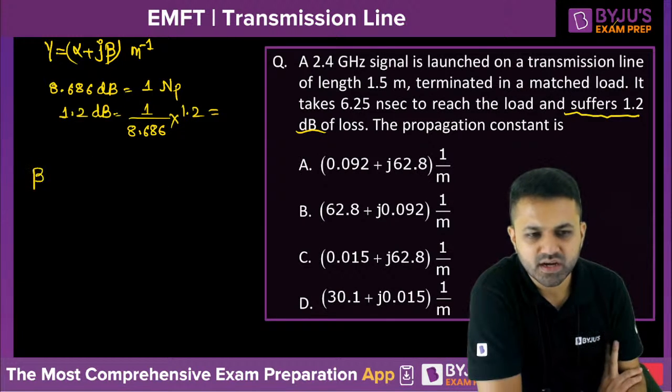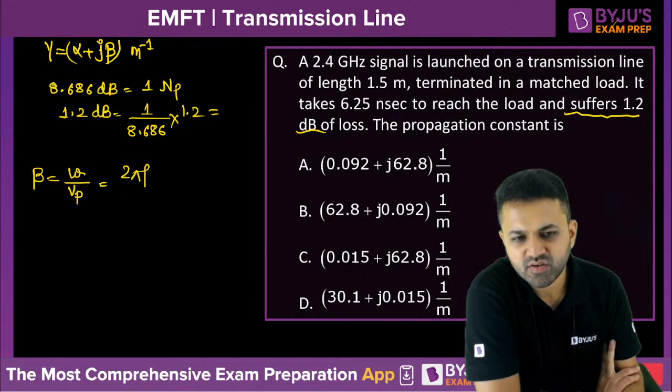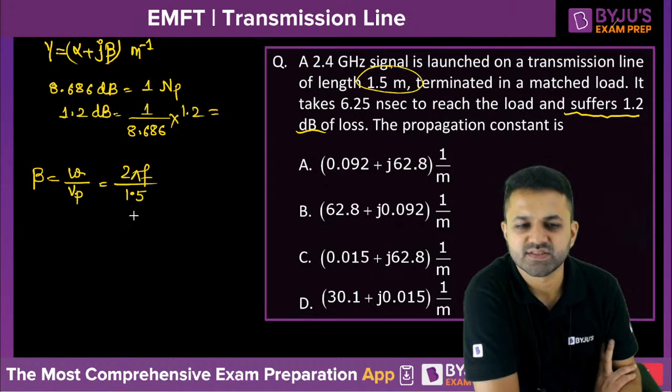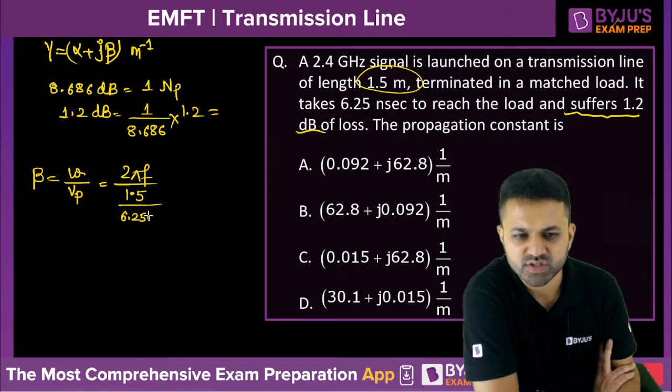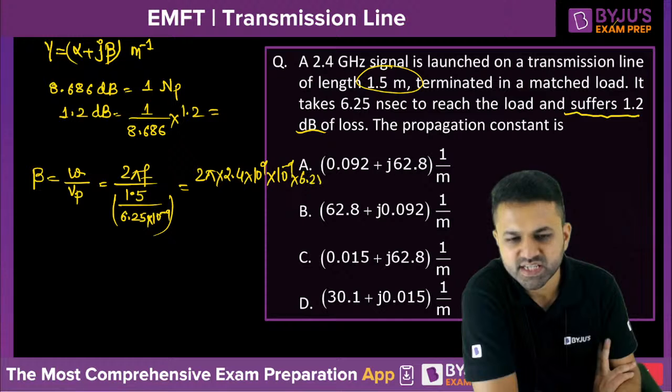Now coming to the beta. Beta is nothing but omega by Vp. Vp means velocity. Velocity is nothing but distance upon time. So how much distance is it traveling? The length of the transmission line is 1.5 meter, distance traveling with the time of 6.25 nanosecond. So it is taking the time 6.25 nanosecond. So this is 2 into pi into 2.4 into 10 raised to power 9 into 10 raised to power minus 9 multiplied with 6.25 and whole divided by 1.5.